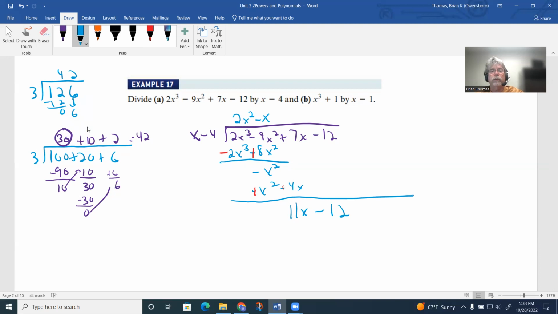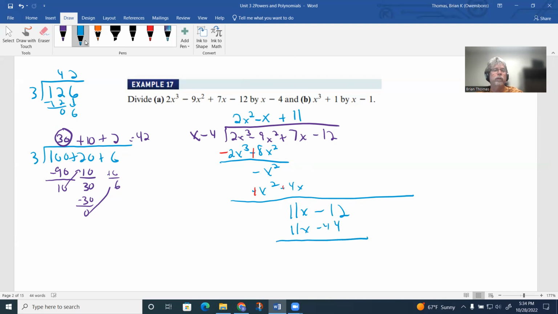So now I'm at this spot here above the 7x, but I'm looking at this down here at the 11x. So what times x gives me 11x? Well, what I need there is going to be a positive 11. So 11 times x is going to be 11x. 11 times negative 4 is going to be negative 44.